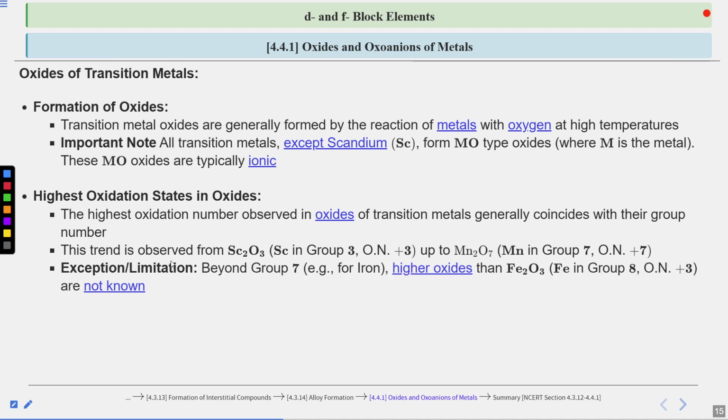The exception or limitation is that beyond group 7, that is beyond manganese, for example iron in group 8, the oxidation number shown in its oxide Fe2O3 is +3. Higher oxides than Fe2O3 are not known. So the limitation is that after group 7, the higher oxides are not known.